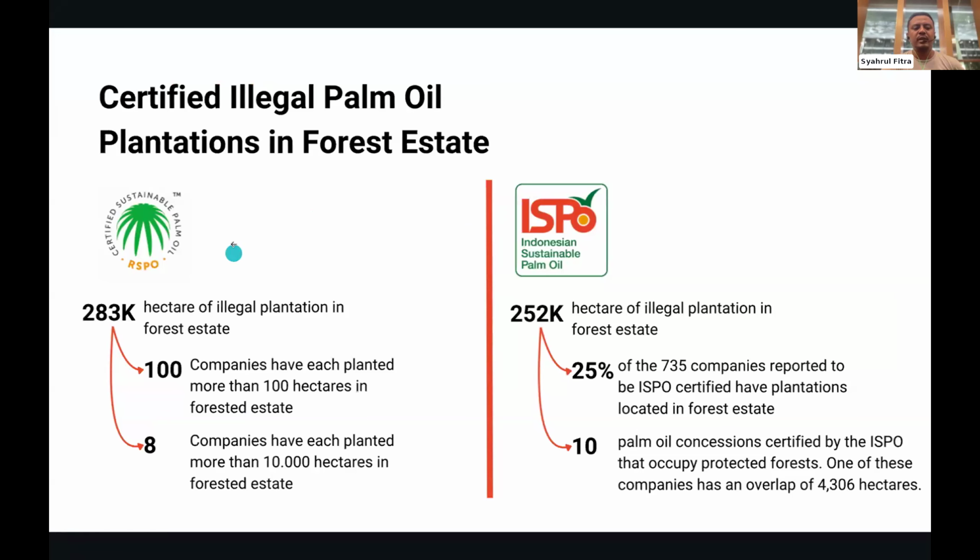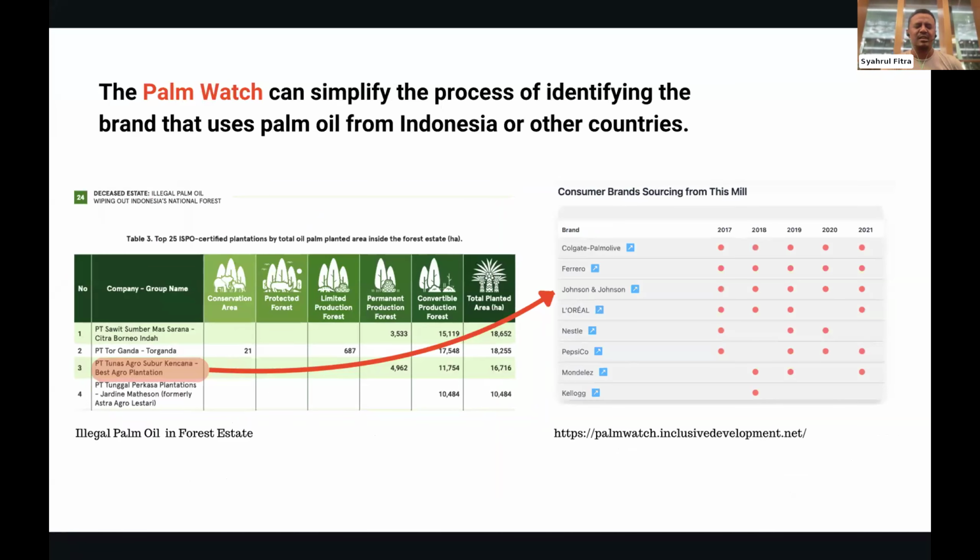Based on our research, we found that a lot of illegal palm oil still gets certification from the RSPO. Mostly they shouldn't be able to get these certifications, because RSPO has a standard on legality and also no deforestation in their supply chains, but these companies still get certified. Maybe the RSPO didn't know this data, and they can use PalmWatch in the future.